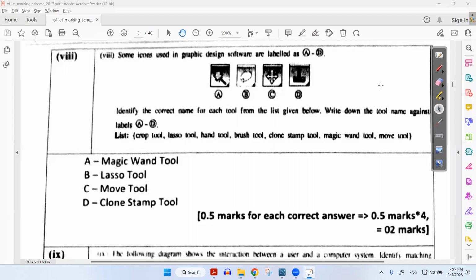Sastrika, it's like this. In the list, they have given the word clone stamp tool. So you better go with what they have given. Maybe it is a little bit different from the tool that you have learned, but in some cases, if they provide something like this, it's better you go with the particular word that they have given. Okay.